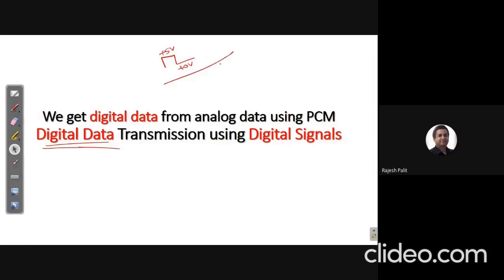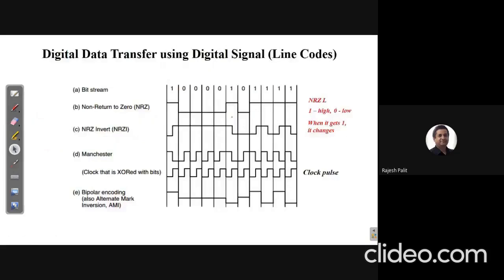So to send digital data using a digital signal, we use some codes, which are known as line codes. So to transmit this digital data, what digital signal should we use? Definitely there's some square wave, but it is not like for 1 it is +5 and for 0 it is 0 volt.